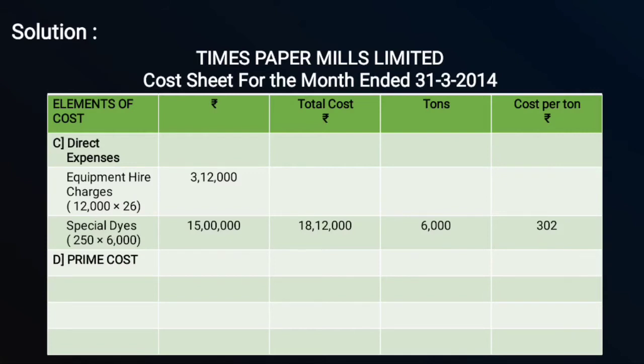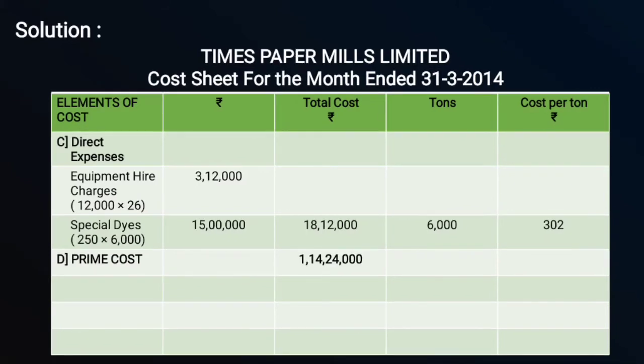Part D, prime cost. So the total prime cost will be rupees 1 crore 14 lakh 24,000, 6,000 tons, and cost per ton will be rupees 1,904.